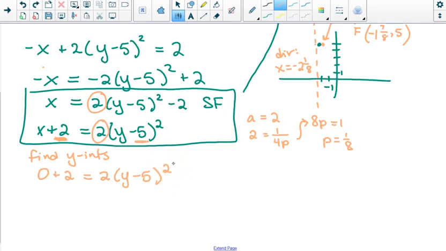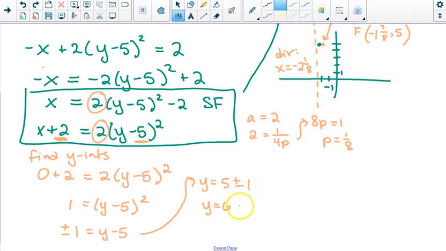Okay, so we have 2 equals 2 times y minus 5 squared. Let's divide both sides by 2, and we have 1 equals y minus 5 squared. Let's square root both sides, and we have plus or minus 1 equals y minus 5. Then let's add 5 to both sides. So we have y equals 5 plus or minus 1, and that would be 6 or 4. That means we have y-intercepts (0, 6) and (0, 4).